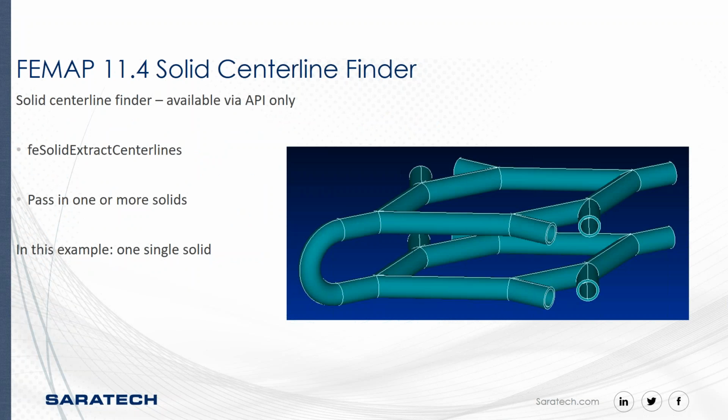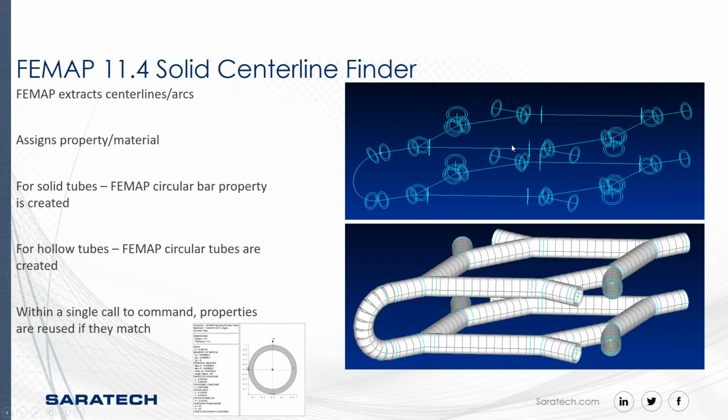And lastly, this is with the API only, so this is with the FEMAP API, is the FE solid extract center lines. So you can pass in more than one solid for this particular function within the API. And in this example, it's just one single solid that's being passed through, which is this solid. You'll see in the next slide that it finds the center lines for you, and in addition, it defines the holes or the curves here. So it extracts center lines and arcs. It assigns properties and materials. So you have the ability to do this using this new method within FEMAP API.